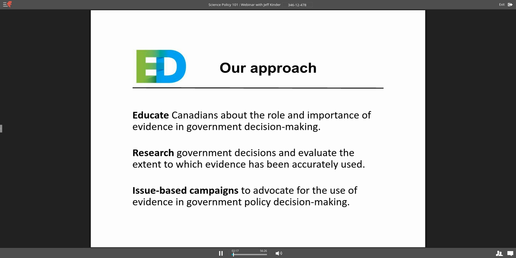So coming back to E4D's approach, we do have an independent, unique research program which evaluates government policy, and we lead some issue-based campaigns.